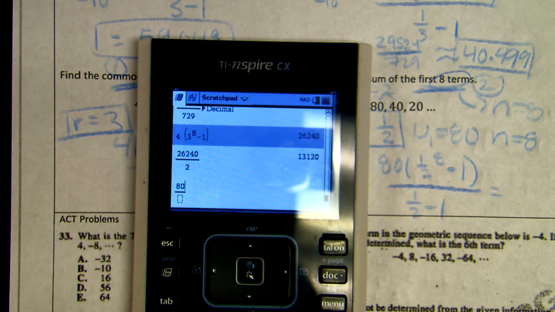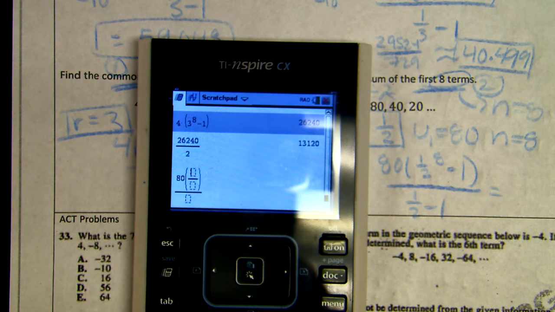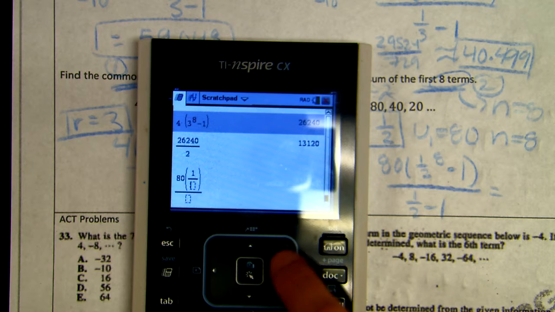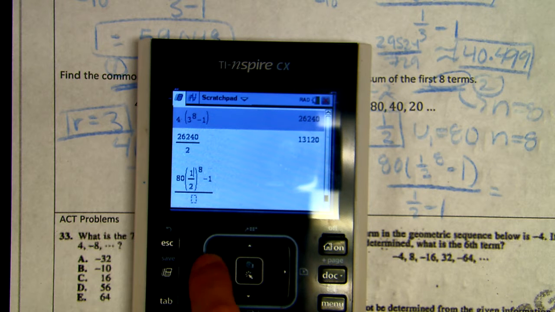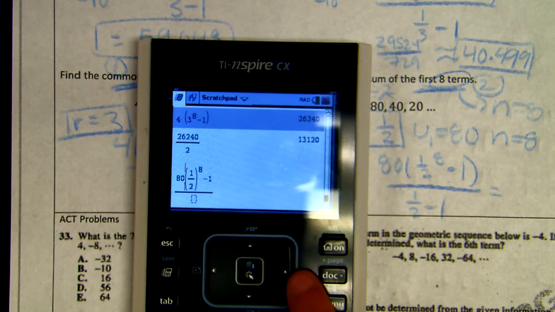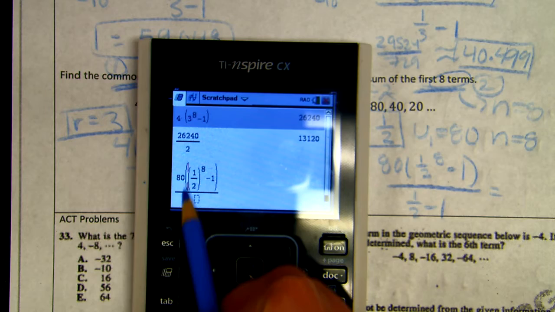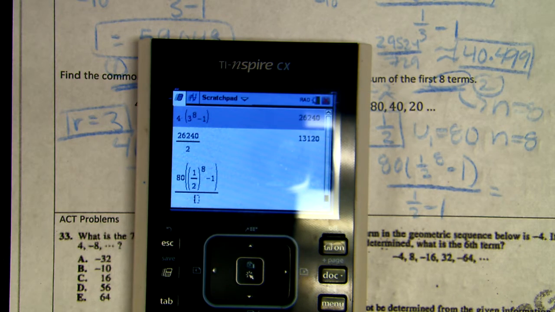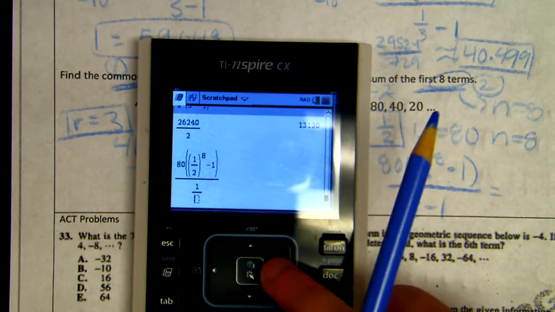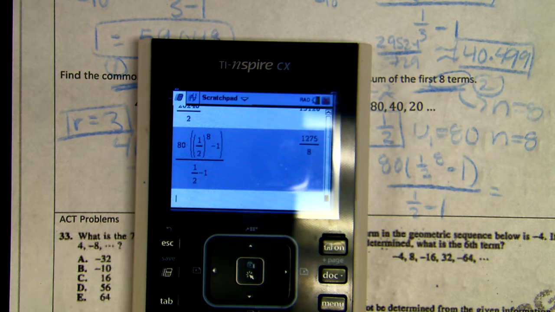80 times 1/2 to the 8th power minus 1. And look here, I just did exactly what I told you guys not to a second ago. I need to add in that extra set of parentheses so that we can see that the 80 is being multiplied by both sides over 1/2 minus 1. That gives me 1,275 over 8.